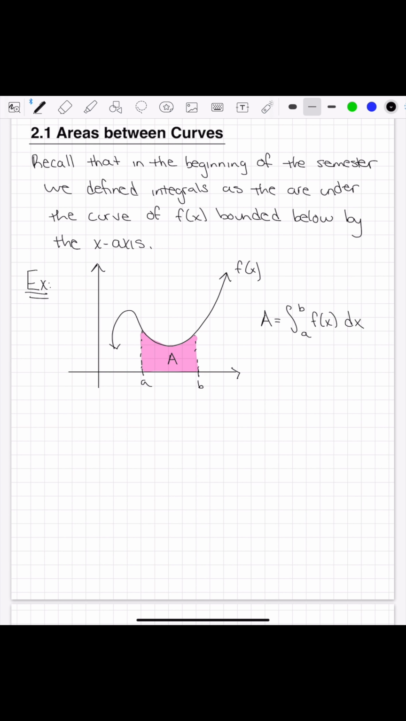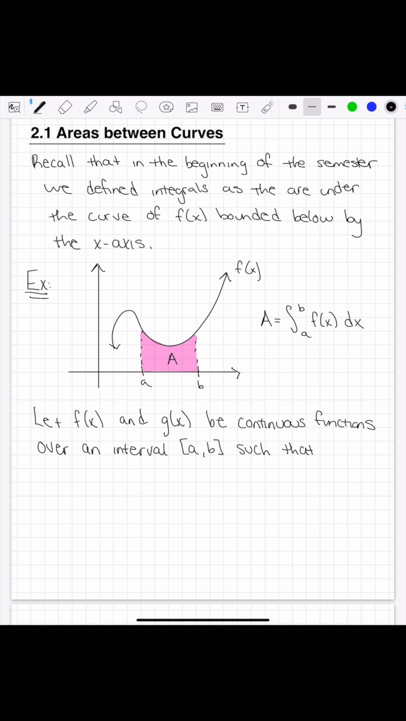So now we're going to see what if we have two curves on one plot. So let f of x and g of x be continuous functions over an interval a, b such that the y values of f of x are always greater than those of g of x, at least on a, b.